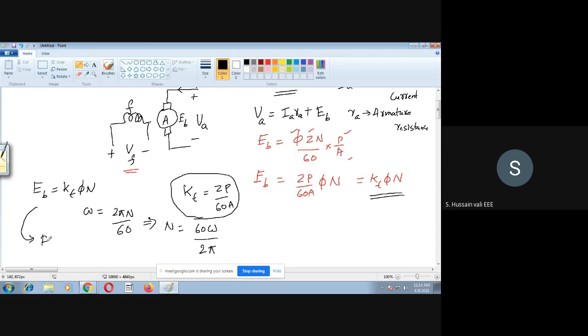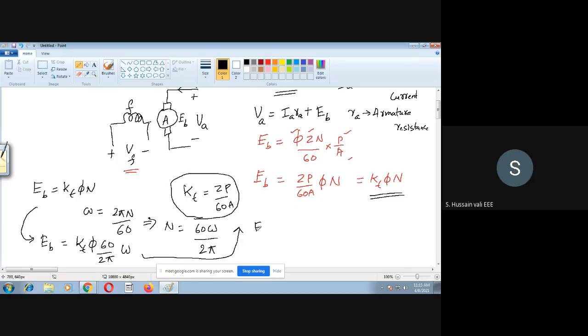Then EB is equal to KT pi into 60 by 2 pi into omega. Okay. So now I want to rewrite this equation once again here.